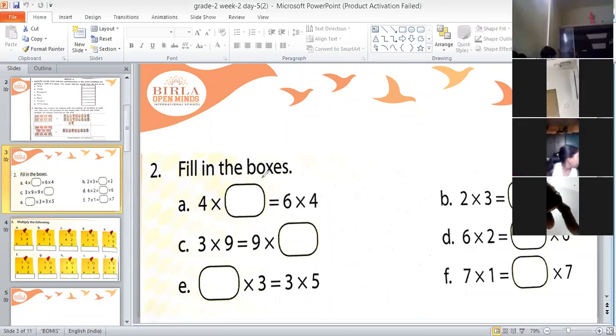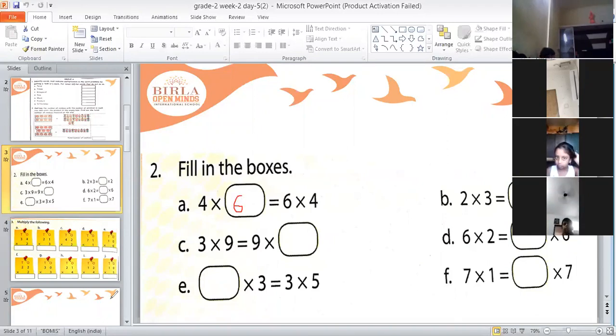Children, see here in your first bit it is 4 multiply dash is equal to 6 multiply 4. If you look at the question carefully, after equal to sign numbers are 6 and 4. But before this equal to sign, 6 is missing. So we will write that 6 in this blank space. That's correct, Bilvika.